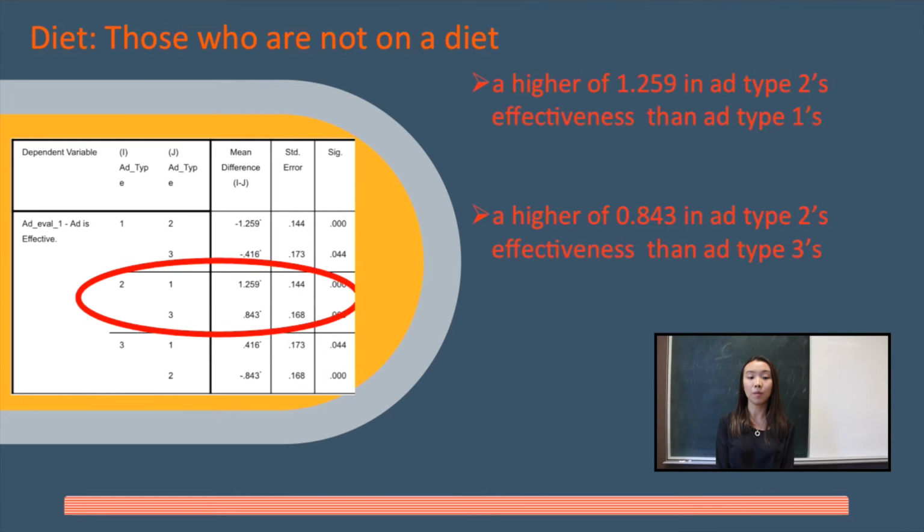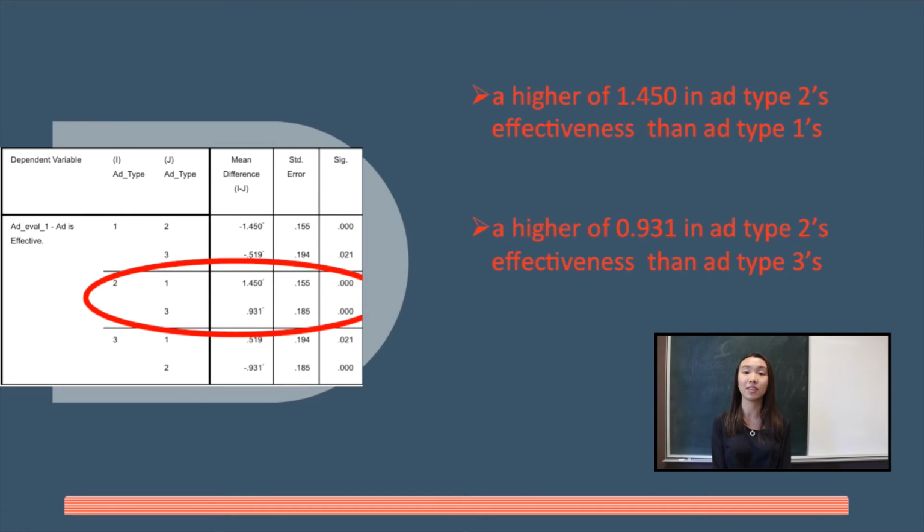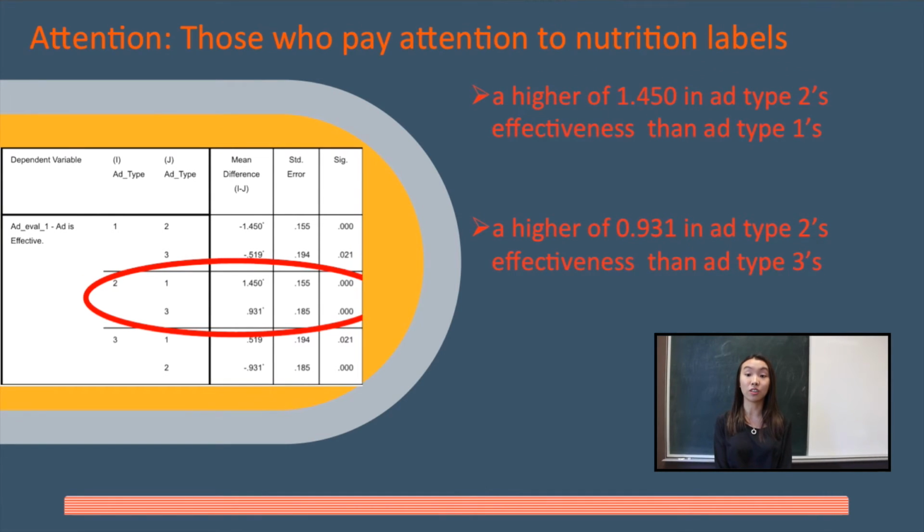As a result, it can be concluded that both those who are on a special diet and those who aren't find ad type 2 more effective than the other ads, as the ANOVA mean was found to be higher than other ad types. The last ANOVA test was conducted on the segment of attention to nutrition labels.